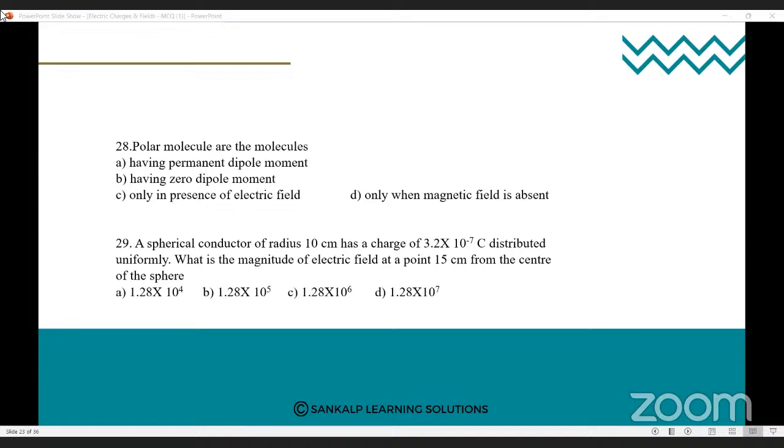B. Yes. So here, electric field for a spherical conductor is given by K into Q divided by R square. So K is 9 into 10 raised to 9. Charge value is 3.2 into 10 raised to minus 7. And the distance value is also given, 15 centimeters. So 15 into 15, 225, into centimeter is 10 raised to minus 2 square is 10 raised to minus 4. So do the calculation, you will get the answer.